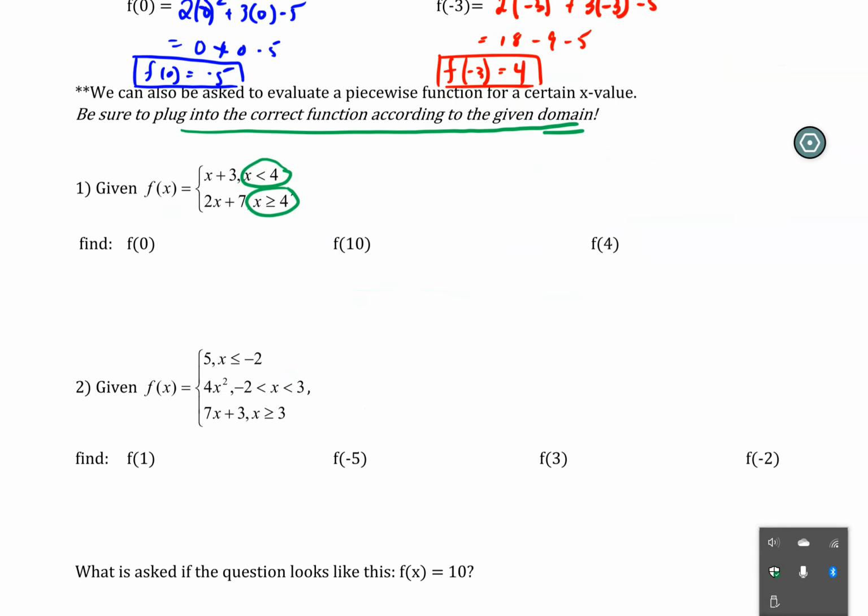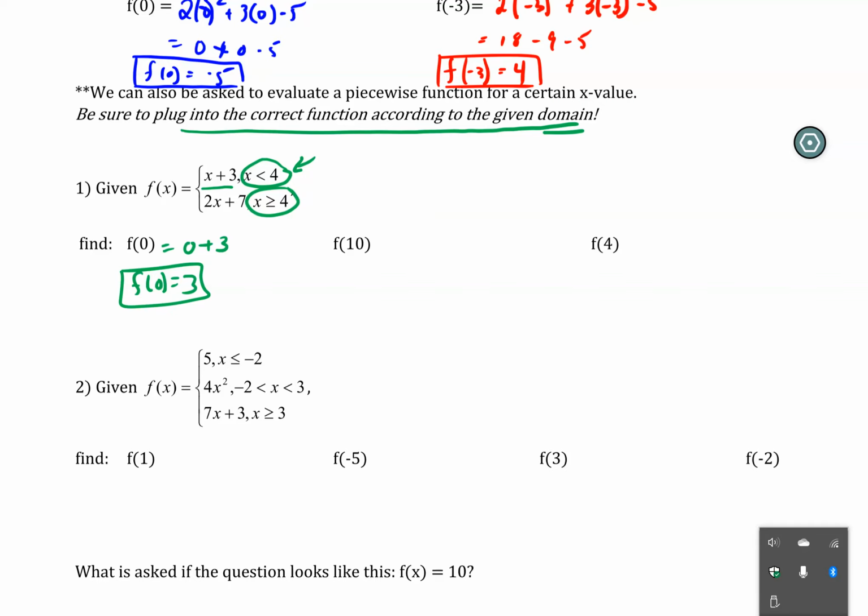That's the key. In this case, the conditions are x is less than 4 and x is greater than or equal to 4. So 0 will fit in the first portion of that condition. Therefore, I'm plugging it into the top part of the function. So this is going to be 0 plus 3 for my evaluation. So f of 0 is just going to be 3. If you plugged it in down here, mathematically you're going to get an answer, but you would never plug it in there because 0 is not part of the restricted domain for that one.